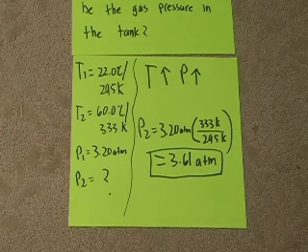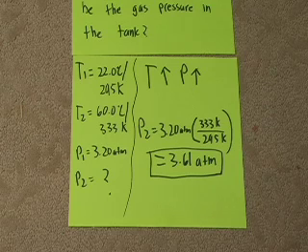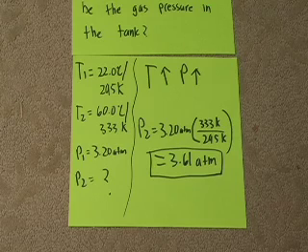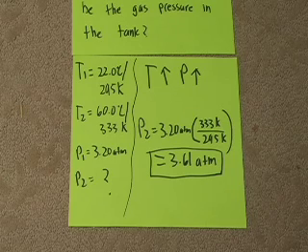Since in this equation, temperature is going up, pressure will also go up. So the final pressure equals 3.20 atmospheres times 333 Kelvin divided by 295 Kelvin, which equals 3.61 atmospheres. Remember, Gay-Lussac's law deals with pressure and temperature, so volume remains constant.